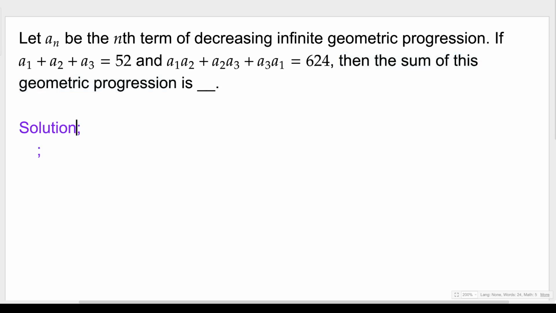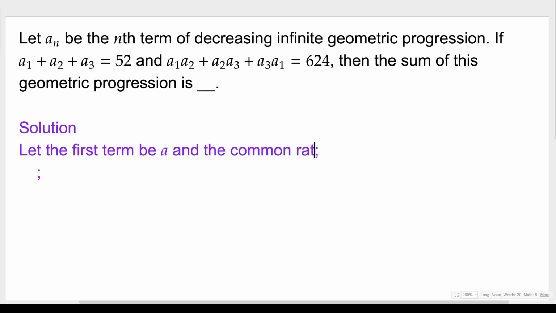Now proceeding towards the solution, let us make an assumption here. Let the first term of the geometric progression be represented by a, and the common ratio be represented by the letter r.